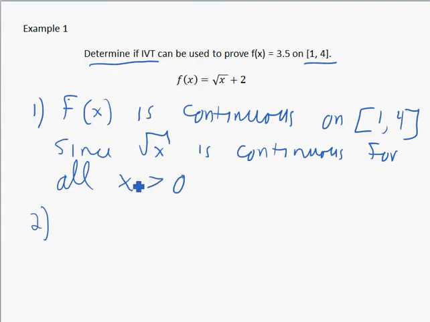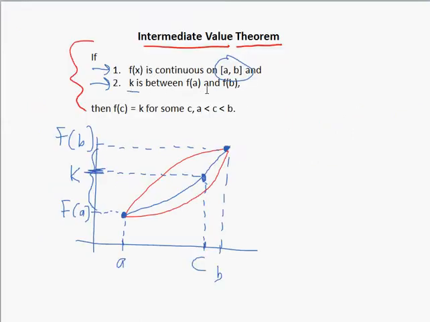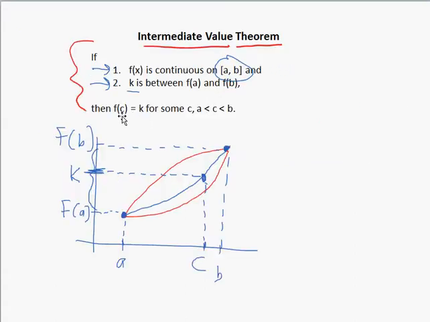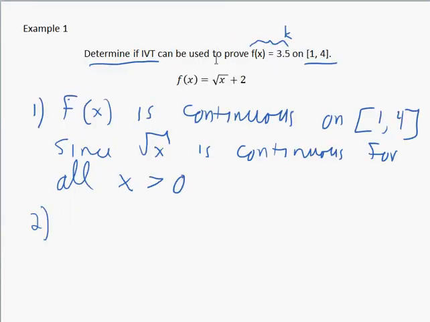The second part is we have to check the endpoints and see if k is between f of a and f of b. Well, k is 3.5, right there. That's the f of x equals 3.5. In the theorem I said c, f of c equals k; here they're saying f of x equals k. It doesn't matter, it's just a variable. Does my function have to equal 3.5? Well, I know it's continuous. Now let's find the endpoints. f of 1 is equal to the square root of 1 plus 2. Well, that's 3.